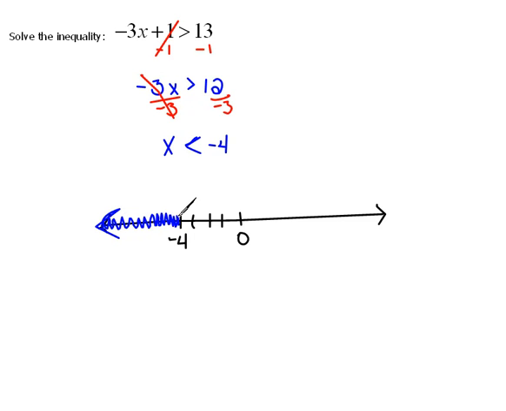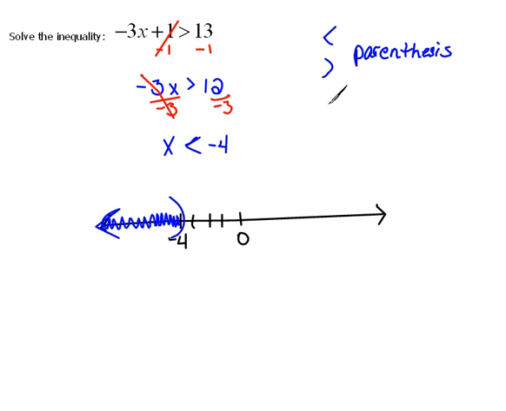Here's where we need to do another little bit of review. You remember the brackets and the parentheses? We use a parenthesis when the endpoint is not included. We use a bracket when it is included. Now, we use a parenthesis in this case because we just have less than. Whenever you have less than or greater than, we use parentheses because the endpoint is not included. You're just bigger or smaller than.